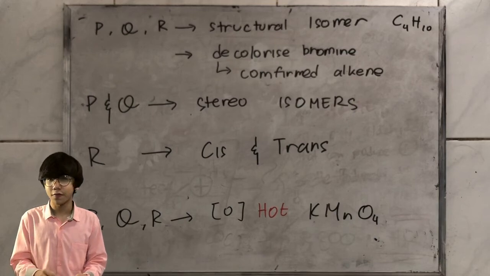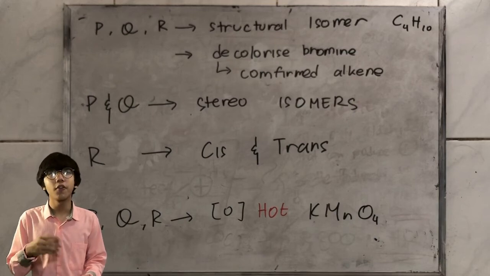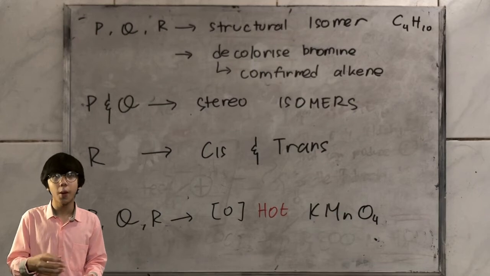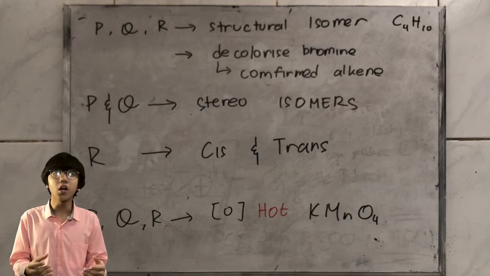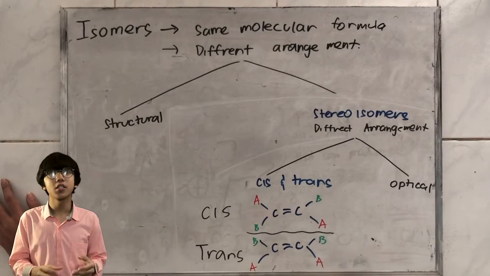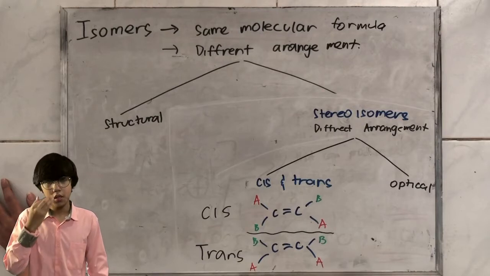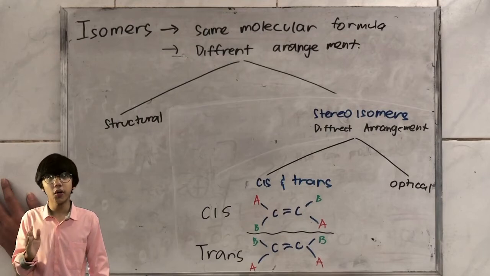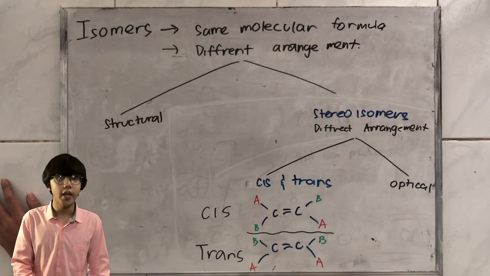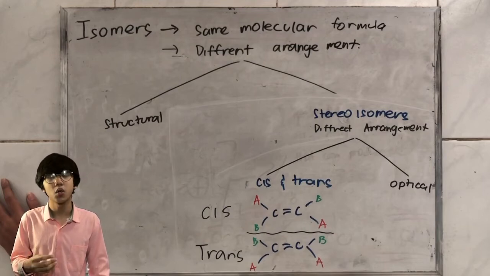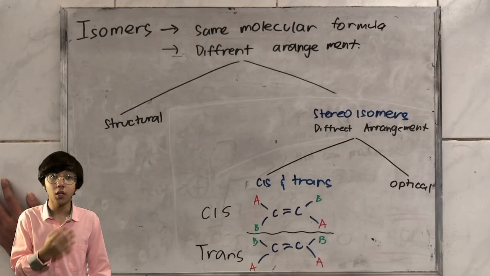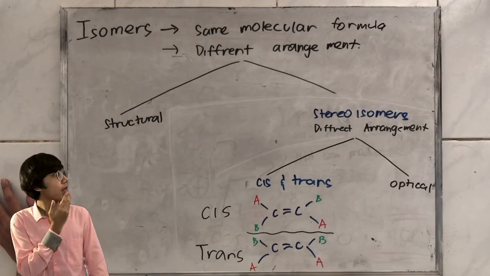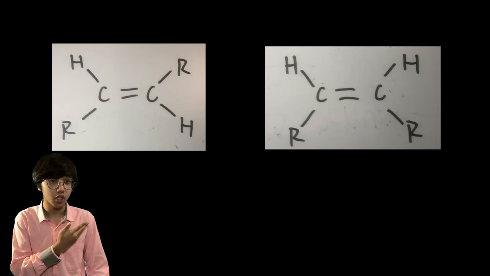Let's process this information. You have heard me say isomers a couple of times. But what are isomers? Isomers are molecules with the same molecular formula but different structures. There are two types of isomers, structural isomers and stereoisomers. Cis-trans is a part of the stereoisomers. We can safely assume that molecule R is either in that structure or that structure.